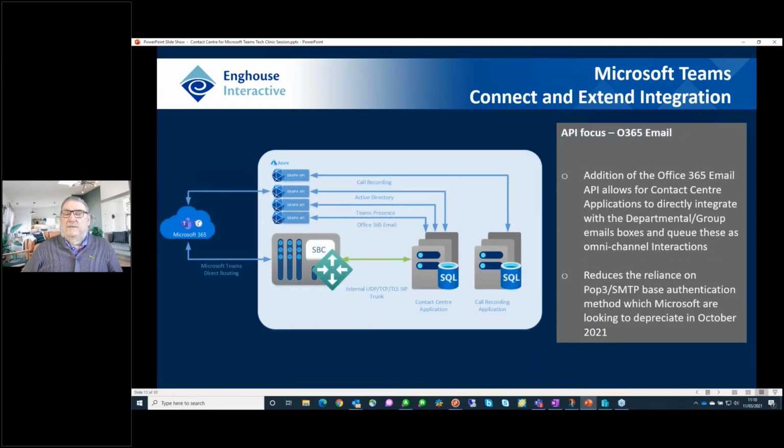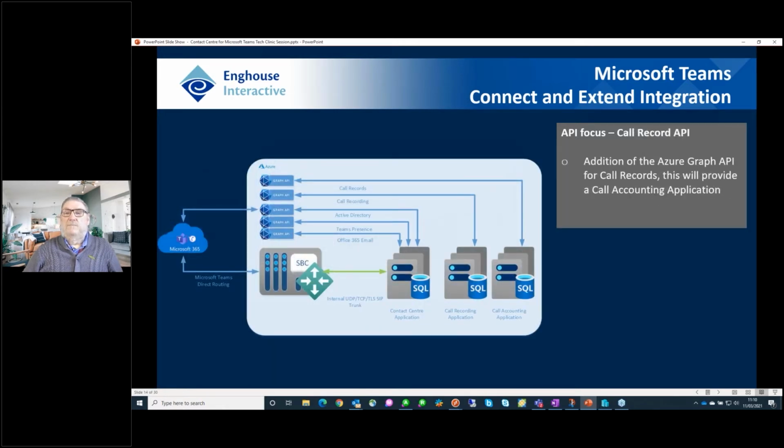Moving on from there, this also includes additions and changes to email handling. So in the omni-channel world, if we're doing email routing in Communication Center, we can now use the Graph API for Office 365 email rather than POP3 SMTP methods, which will be deprecated by Microsoft in October 2021 anyway. So it's all part of this Connect and Extend integration where we're utilizing the APIs available in Office 365.